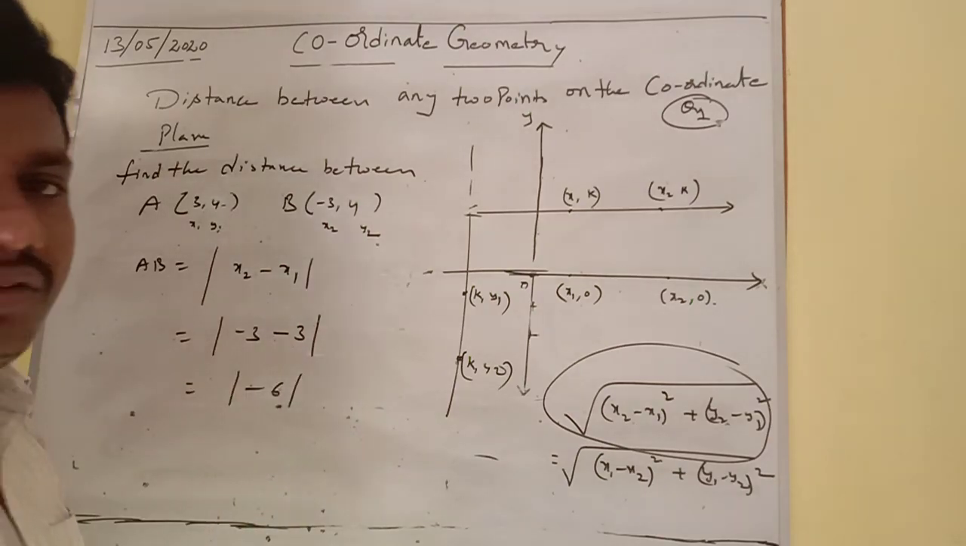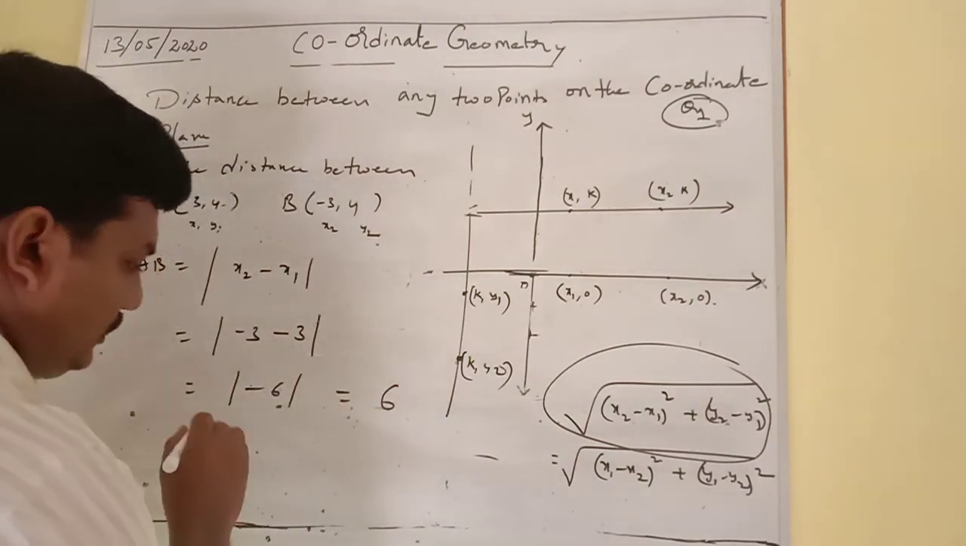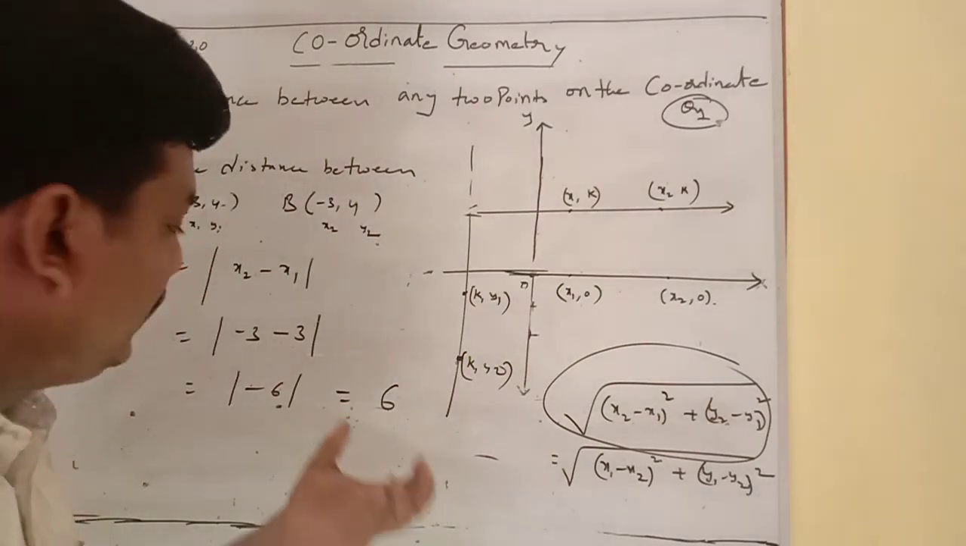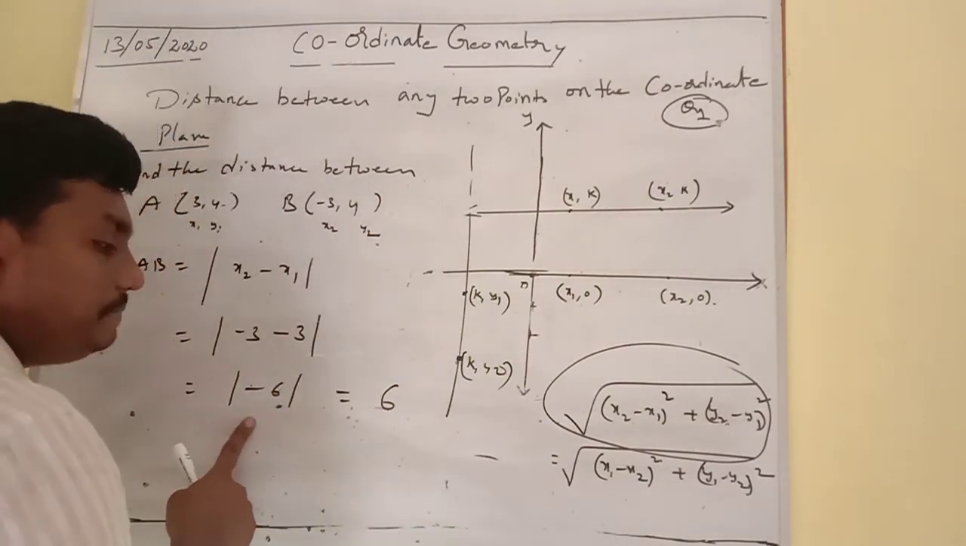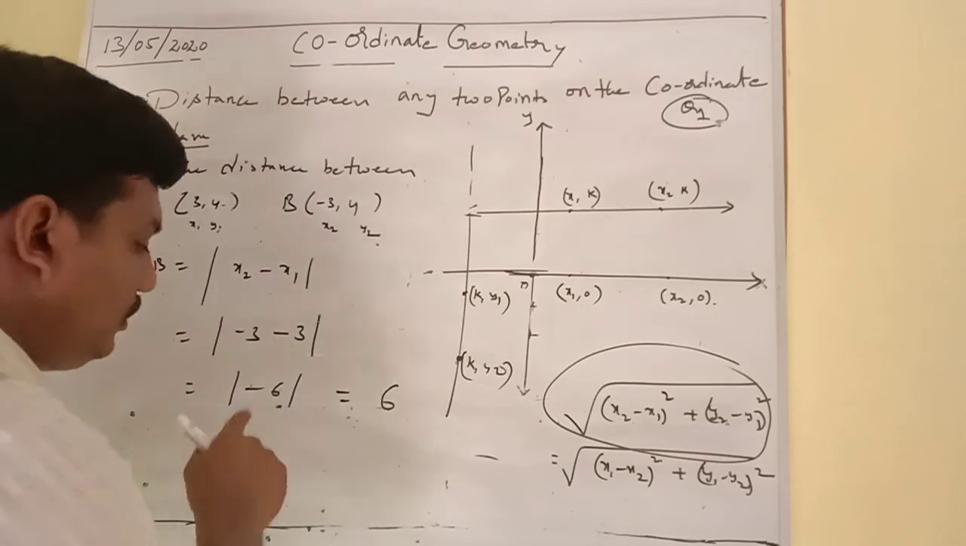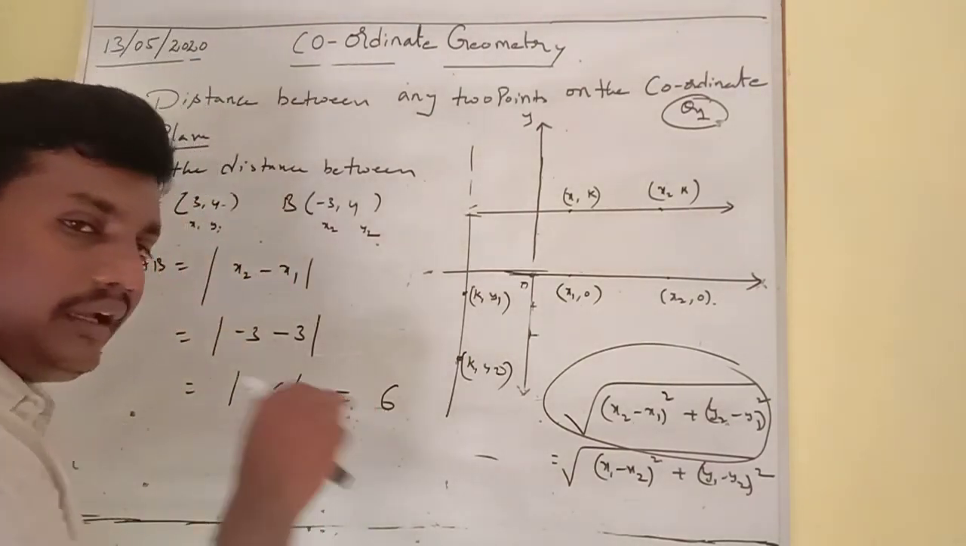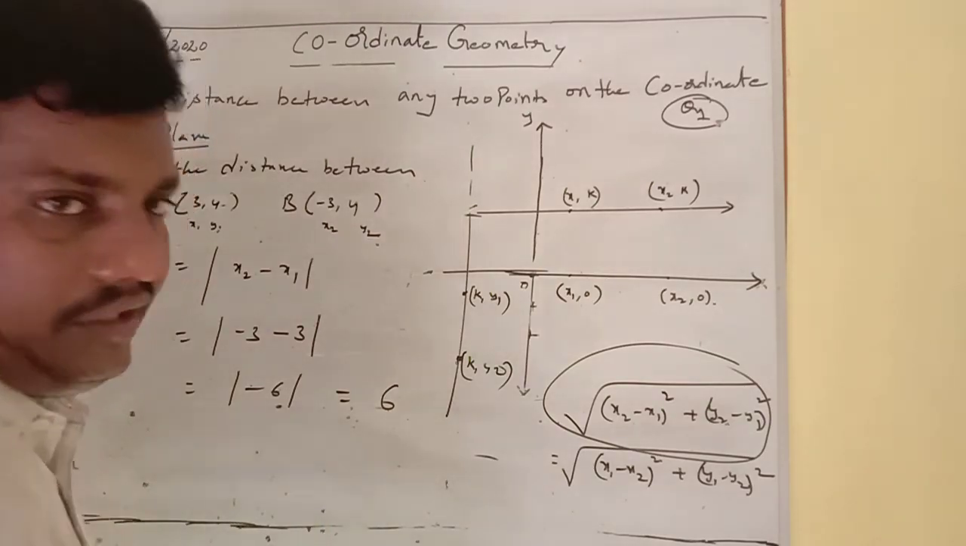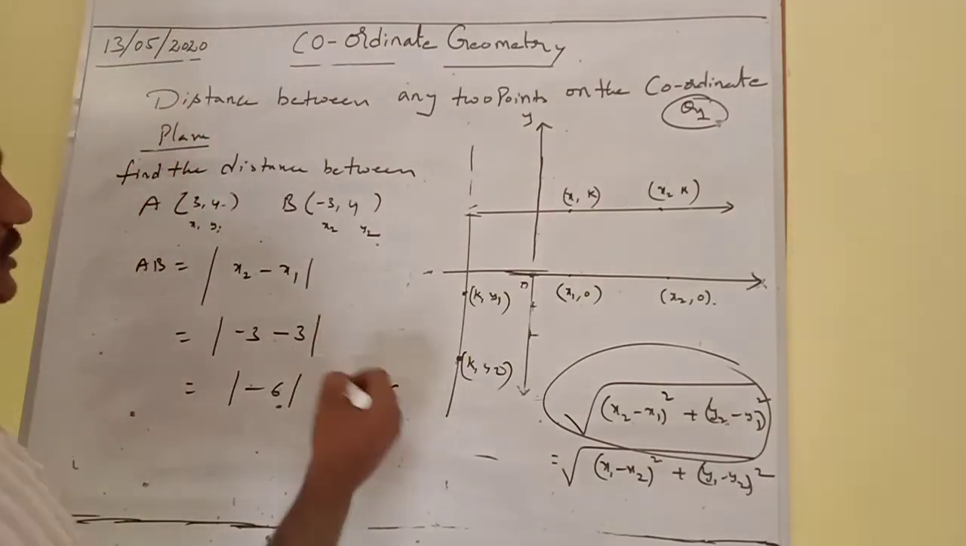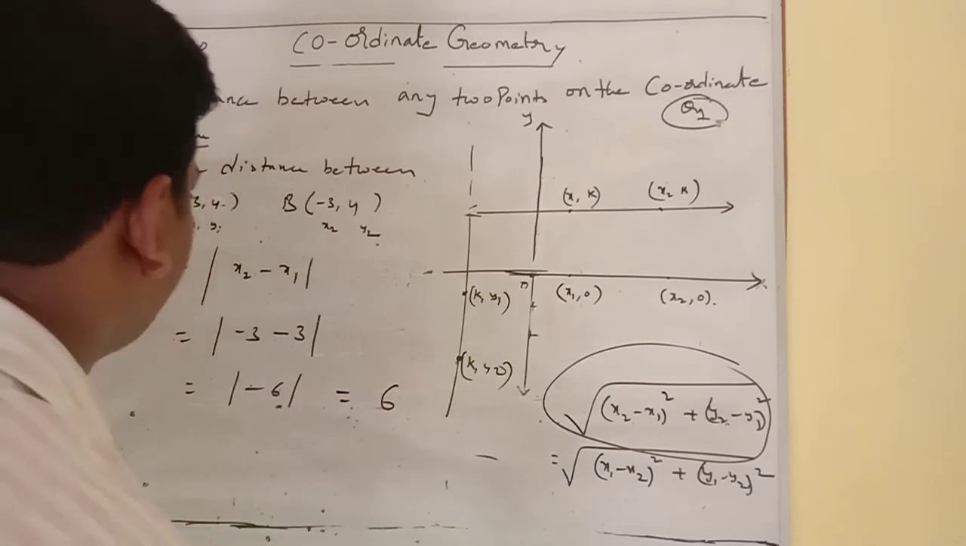Even though it is negative, we should consider it as positive because it is a modulus function. Modulus says that only the magnitude is considered, not the sign. Modulus means consider only the magnitude without sign. That is the reason why it is 6 units. Understood? These are very simple concepts.